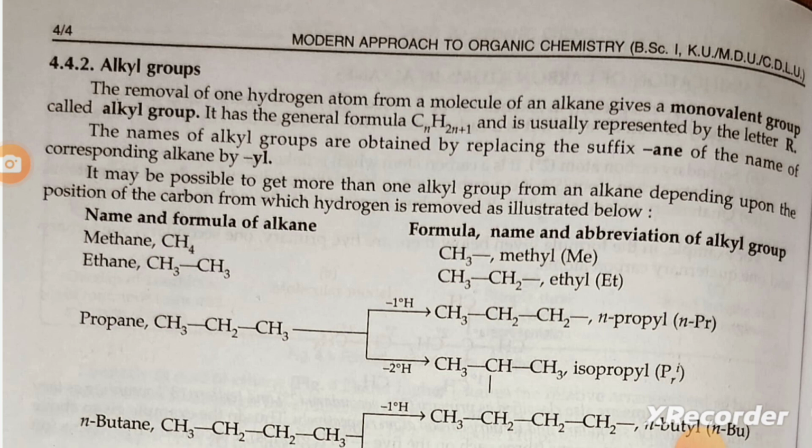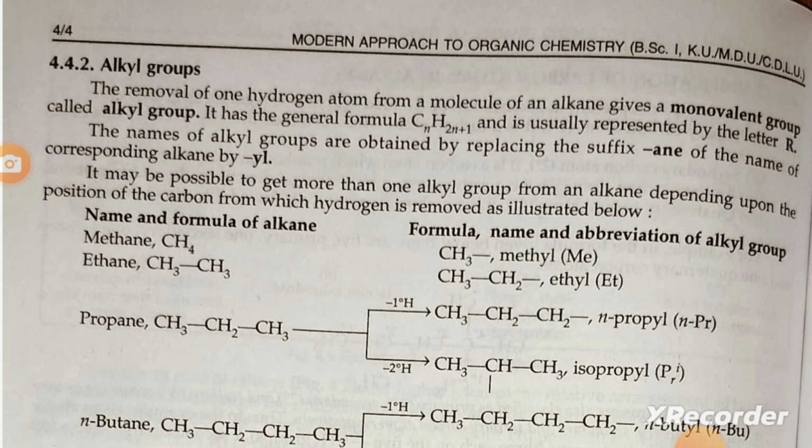Name and formula of alkane. Methane CH4, CH3 is methyl. Ethane CH3CH3, CH3CH2 is ethyl. Propane CH3CH2CH3: if a primary hydrogen is replaced, then CH3CH2CH2 is n-propyl, and if a secondary hydrogen is replaced, then it is called isopropyl.